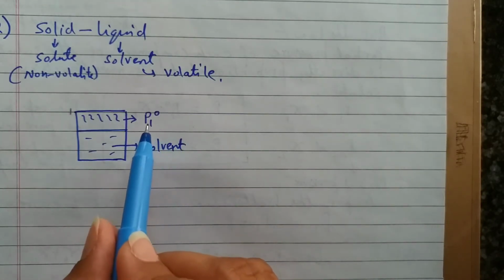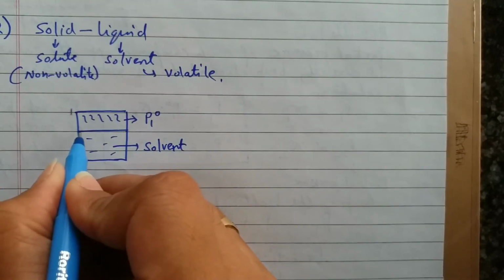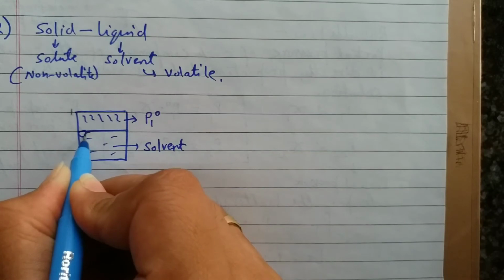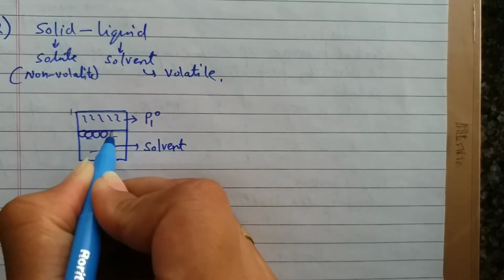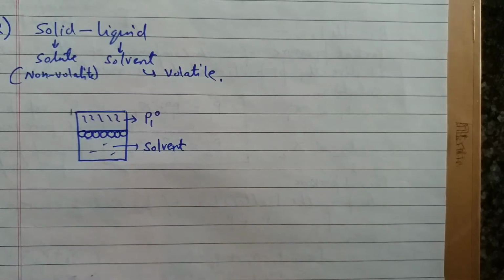So the vapor pressure of the pure solvent is P1 naught here, and because we only have the solvent, I'm just showing these circles to represent the solvent particles. So these are the solvent particles. The surface is covered by only the solvent particles.